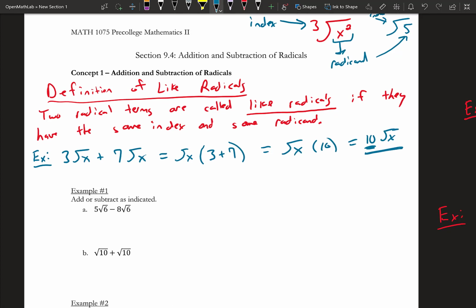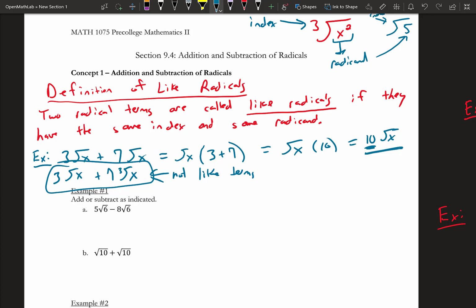So if I had something like 3 square root of x plus 7 cubed root of x, I could not add these together, right? These are not like terms, right? They're not like terms because they don't have the same index, right?